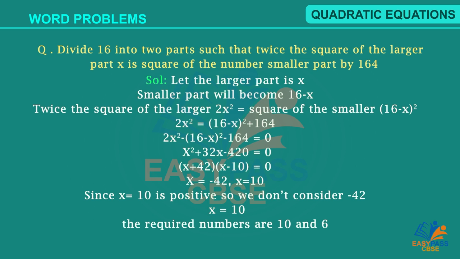Since x is positive, we don't consider minus 42. Therefore, x is equal to 10. When x is equal to 10, required numbers are 10 and 6.